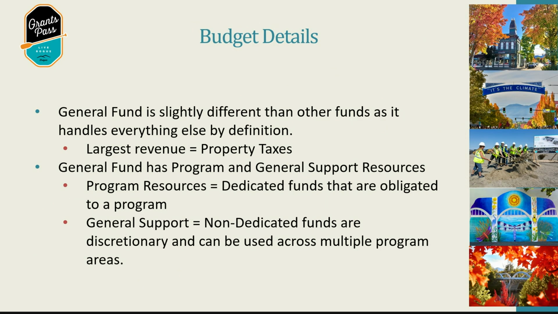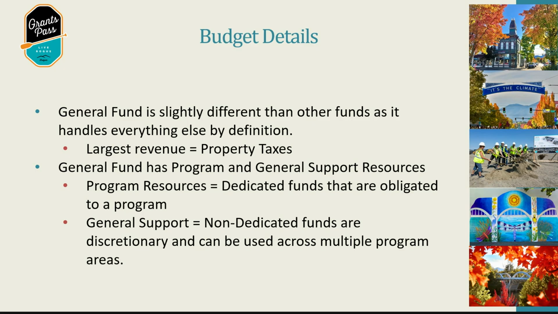So the general fund is slightly different than other funds as it handles everything else by definition, and its largest revenue is property taxes. We don't have anything that dedicates by policy to public safety, but we choose to align our property taxes, both the levy and the permanent rate, and allocate them directly to public safety, which is police, fire, and support. And those revenues do not pay for the entirety of the service.